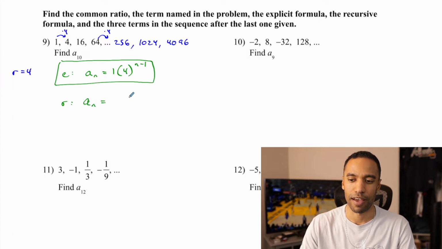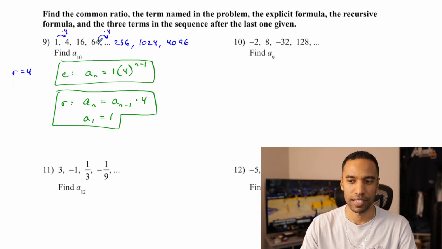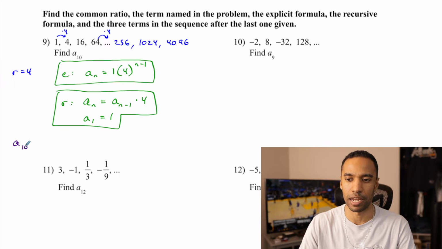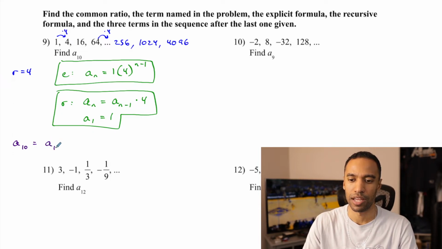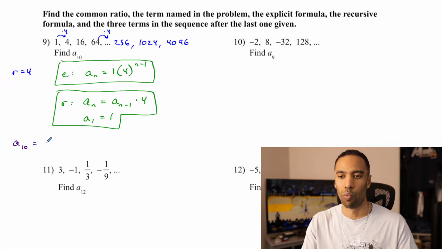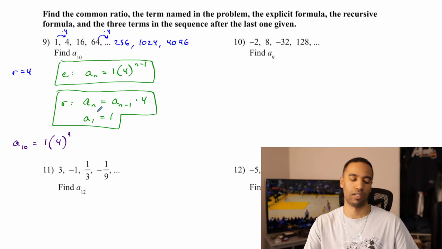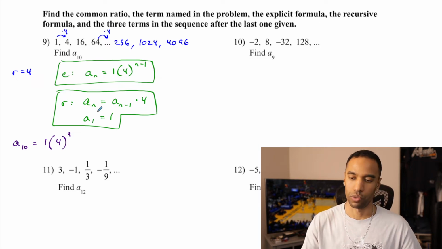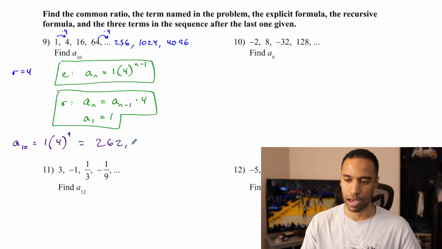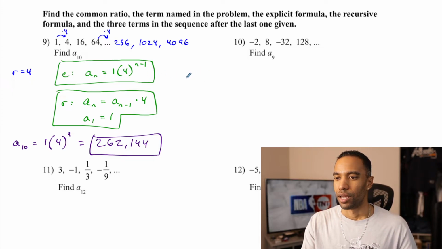Recursive formula. To find the value of term n, take the value of the term before it and multiply by 4, with your a sub 1 being 1. And then we need the value of the 10th term here. So a sub 10, I'm going back to my 7 terms, only 3 terms away. I'm going back to my explicit formula here. A sub 10 is 1, the value of the first term, so you can ignore it, times 4 to the 9th power, 10 minus 1. 4 to the 9th power, I have no idea, is 262,144. Yep, they went there. And I think that's it.